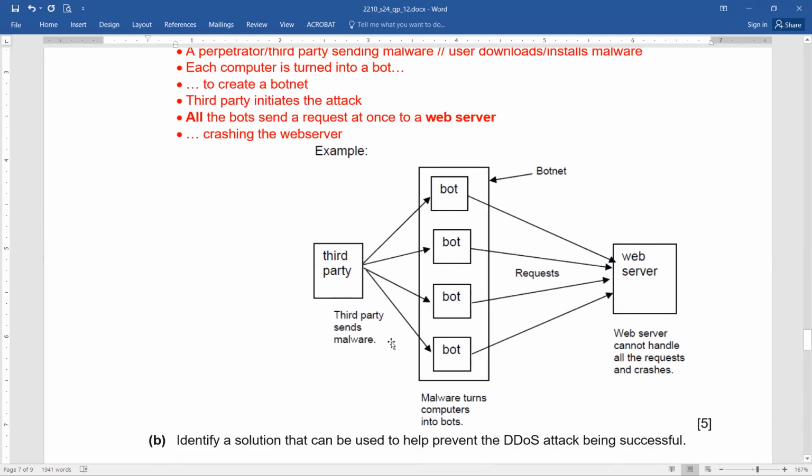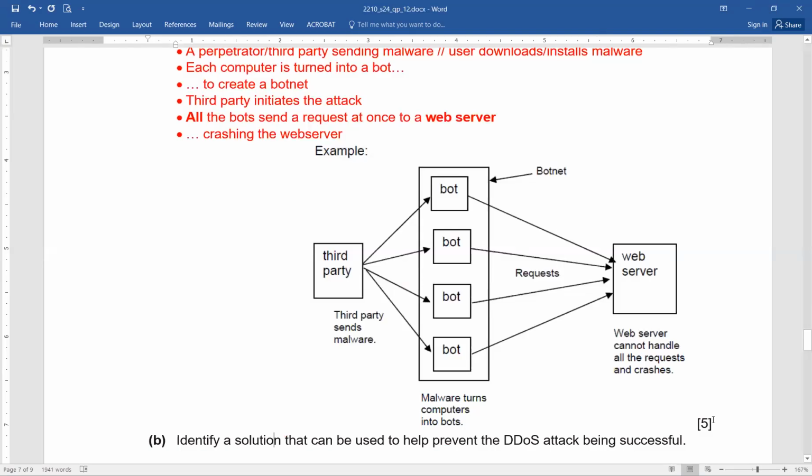So the third party, which is sending malware, is going to form different bots, and the requests are sent to the web server. This malware is going to turn the normal computers into bots. And once these bots are attacking the web server, they're sending their requests. So the web server is not able to handle so many requests, and it may result in crashing the web server. So if you have drawn proper boxes, written the proper terminologies, drawn the proper lines and arrows, definitely 5 marks will be yours. Okay.